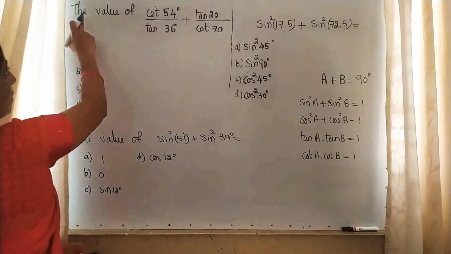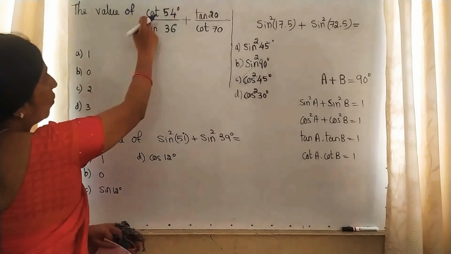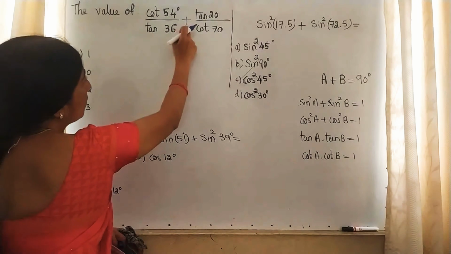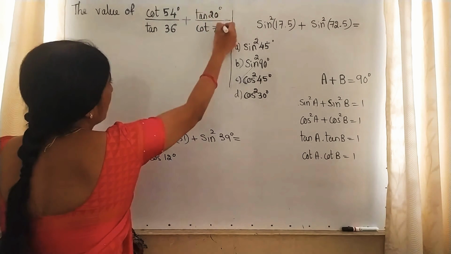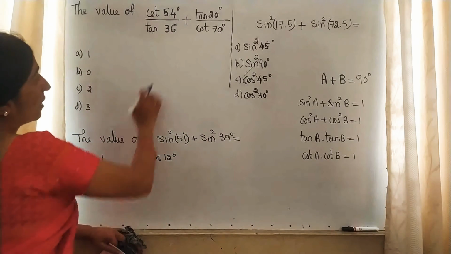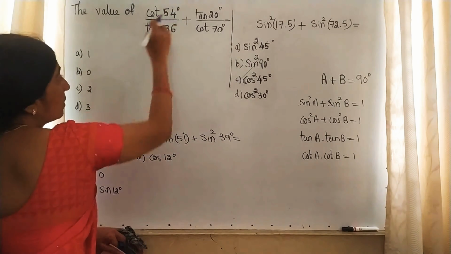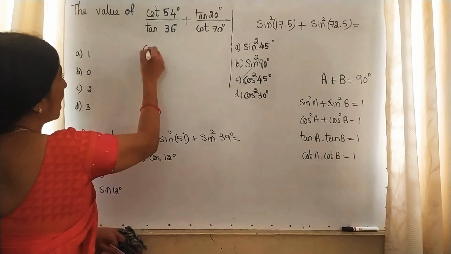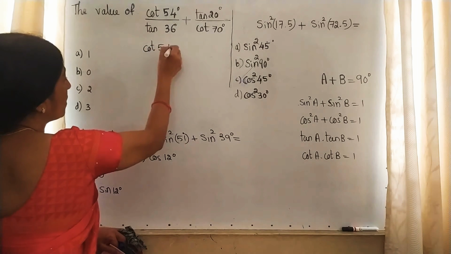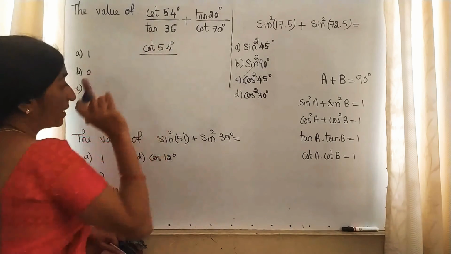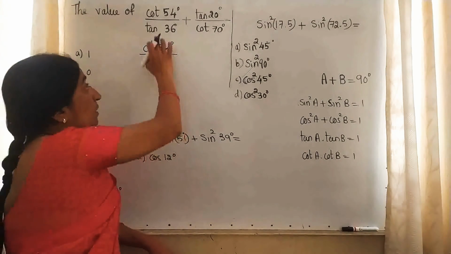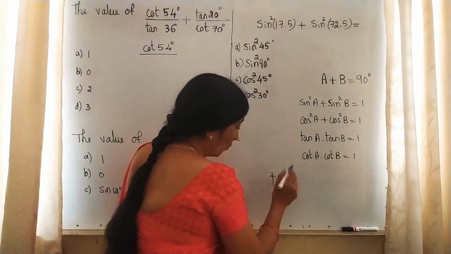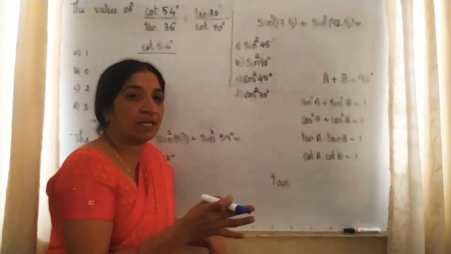See the first question: the value of cot 54 upon tan 36 plus tan 20 upon cot 70. When you add these two angles, is it 90 degrees or what? Yes, if it is 90 degrees, you can write as cot 54. I will explain only for one. You know how to split tan 36 with the help of allied angles. No need to convert, but I will explain a step.